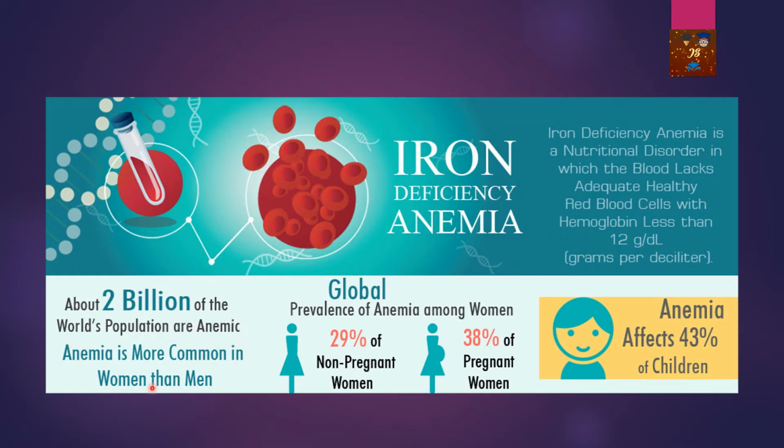Anemia is more common in women than men because women suffer from the menstrual period each and every month, and a great amount of blood is lost through that menstrual cycle. Global prevalence of anemia among women is 29% of non-pregnant women and 38% of pregnant women. We can say this is from malnutrition. Anemia affects 43% of children. So the global scenario of iron deficiency anemia is very bad.